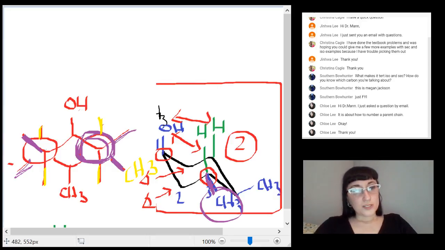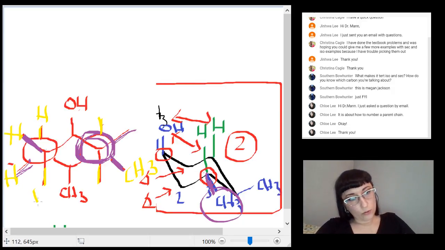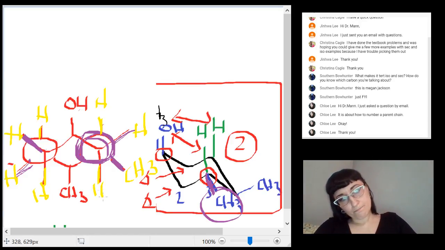So the rest of these still need hydrogens on them, because if I don't put hydrogens on them, they mean methyl groups. And we know that that is not the right molecule. It did not have that many methyl groups on it. Okay.